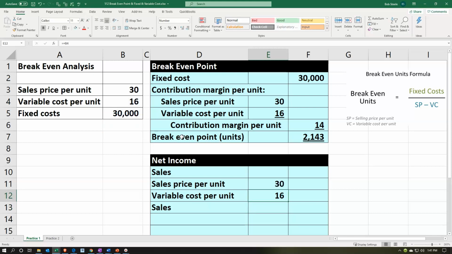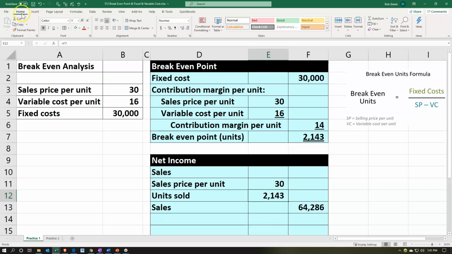I'm sorry, not the variable costs. We want to take that times the units sold. Okay, the units sold are going to be equal to the break-even units that we sold, because we're trying to prove that this is the break-even point. That means our sales are going to be equal to the $30 sales price times the units sold. That's going to be our sales item.